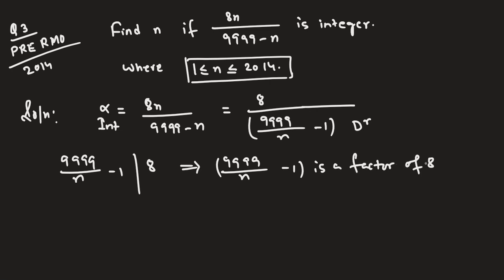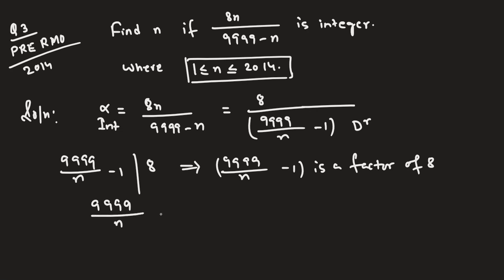But here we are dealing with the positive factor because the range of n is given, the maximum value is 2014. So therefore this denominator is also positive, 8 is also positive, so alpha is positive. So here we consider only the positive value of these factors. So positive factors we have to take.